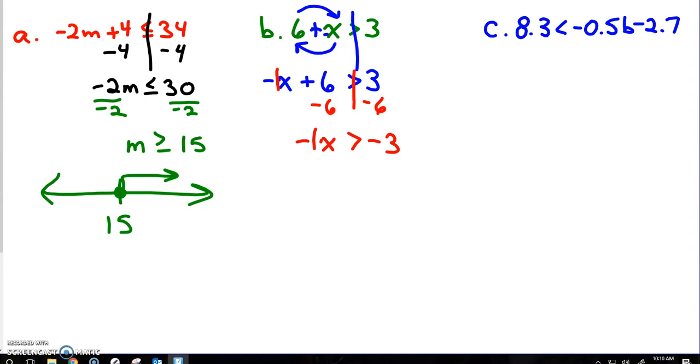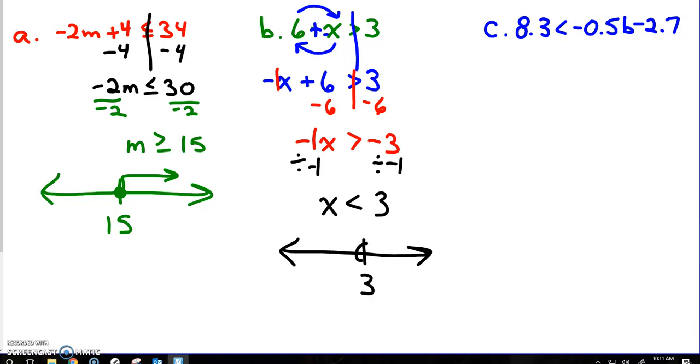Our whole goal is to get x all alone, so we're going to divide by negative 1. And when we do that, we get 3 on this side, but we divided both sides by a negative, so we need to flip the inequality symbol. Open dot. Let's see, x is smaller, so we go to the left.